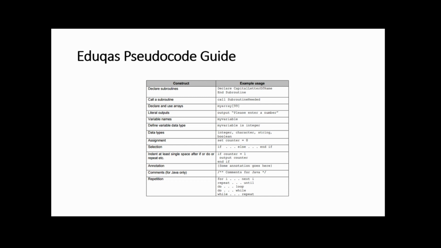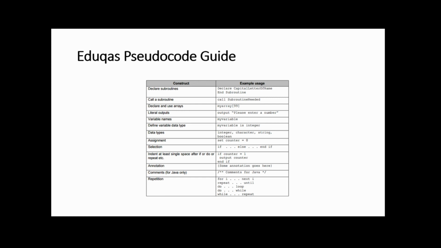To declare an array, you need to use the variable name plus, in square brackets, the size of that array or list. To output, such as text, please enter a number, you need to use the keyword output. When creating a variable, you can just write the name of the variable. However, you need to define that data type. So a part of declaring a variable, the declaration phase, is setting the data type. For example, my variable is integer. My variable is string, character, boolean, whichever one you need for that task.